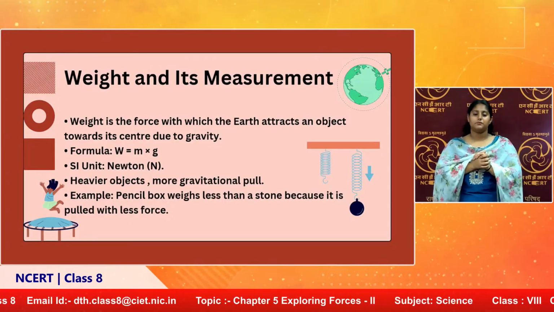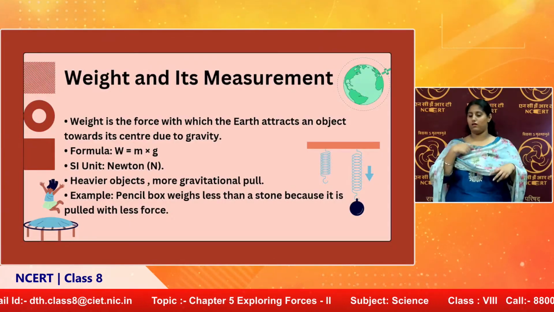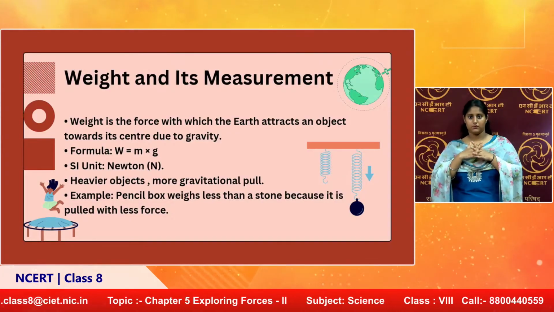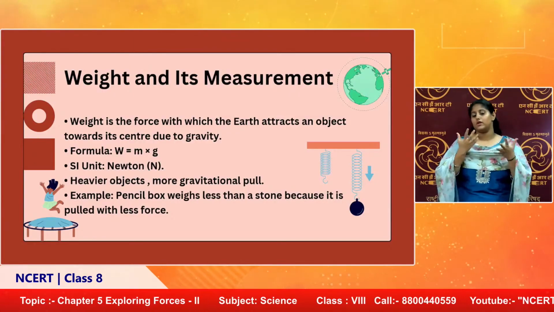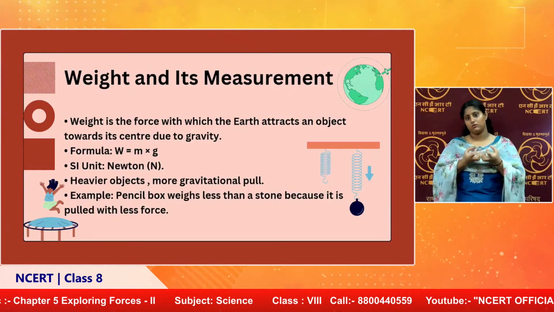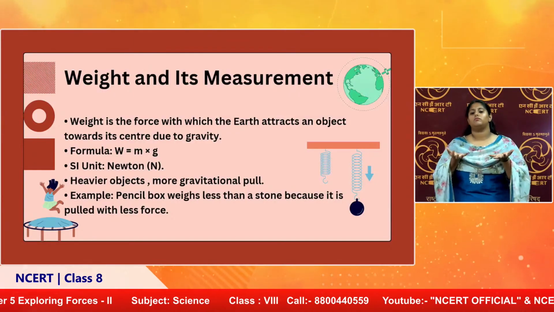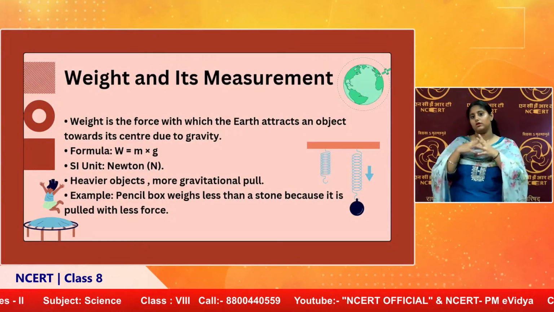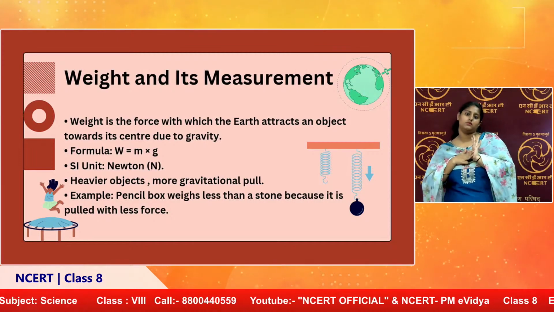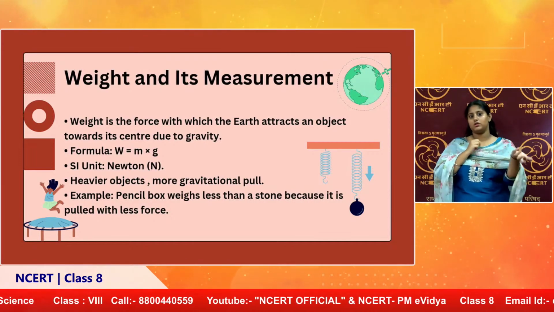And weight is denoted by W, and it depends on the mass. The heavier the object, the more attraction towards the Earth. So, the formula is there on the screen. You can see that W is M into G, where M refers to the mass and G is the gravity.